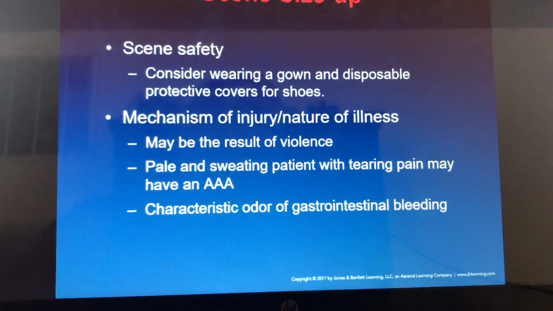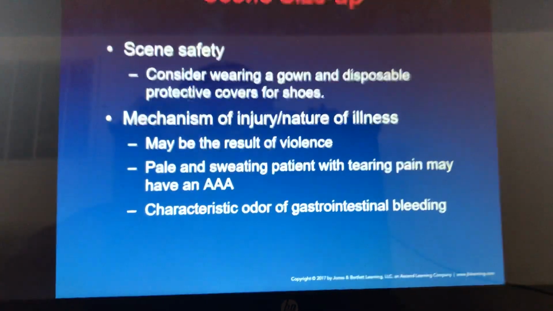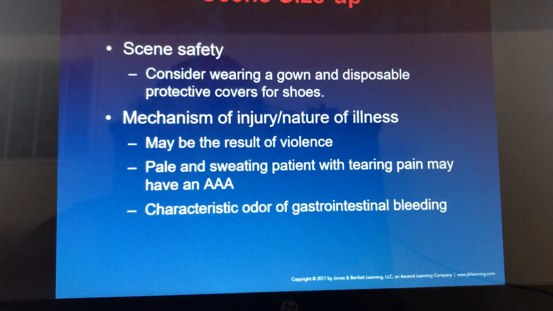All right, so let's start with your scene safety. Obviously, they're talking about scene safety. The big push now is, if anything, respiratory, the big major PPE stuff. Just be mindful of the call that you're on and the PPE you need.